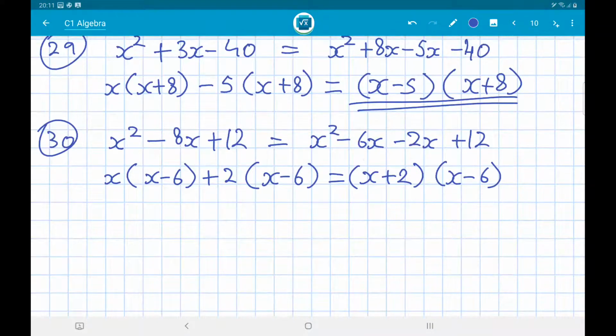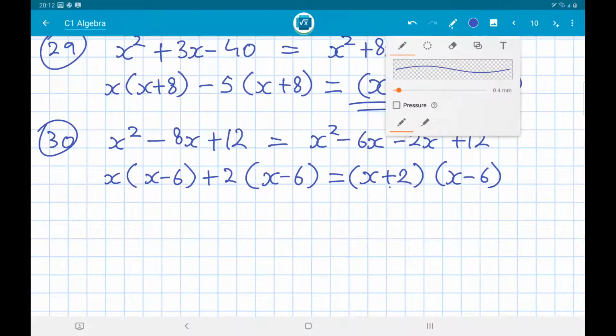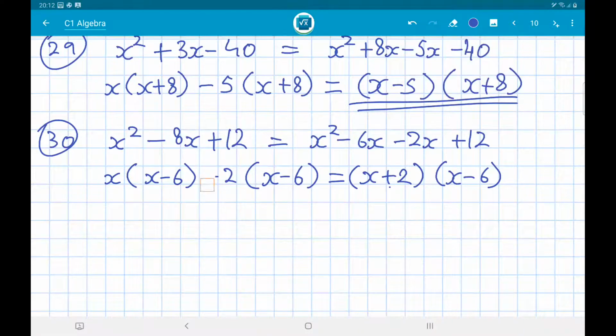So you get minus 6x minus 2x, and then you take out the x, and that gives you x, and then x minus 6. And you take out the 2. Oh no, if I take out the 2, that would be minus x and 12, so that'll have to be minus 2. My bad. Minus 2, minus 2. There you go.